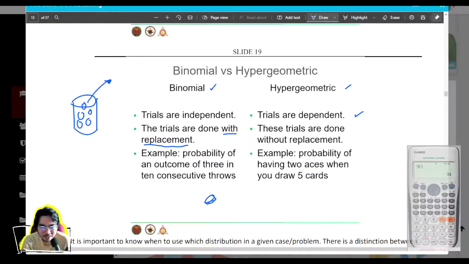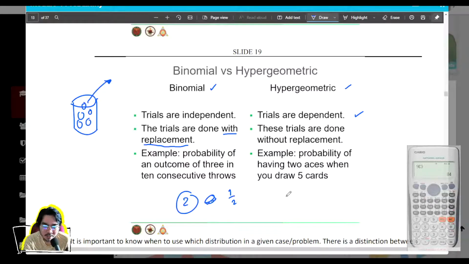So, it's independent because kunwari, nag-coin toss ka, yung first coin toss mo, yung probability mo of getting heads is just 1 out of 2. Tama? Or tails is 1 out of 2. So, yung sample space dito is still 2 lang naman, no? Every time magko-coin toss ka, 2 pa rin yung sample space. So, in that sense, parang may replacement ka sa trials mo. Kasi each trial mo, yung 2 faces, always available siya.